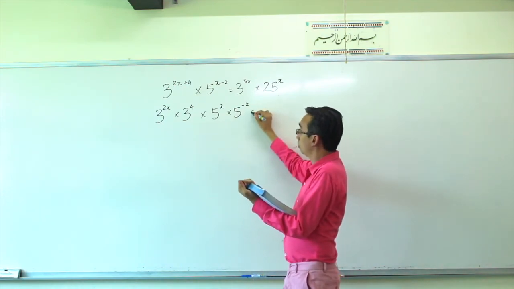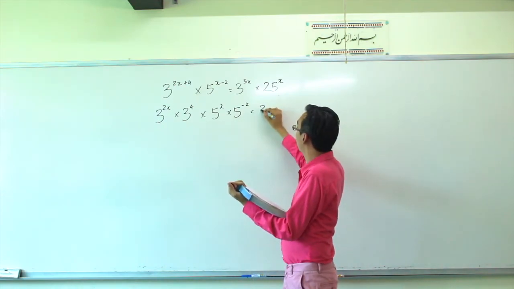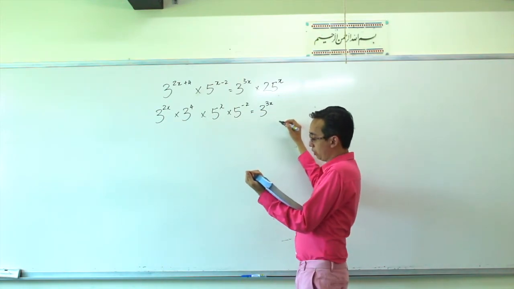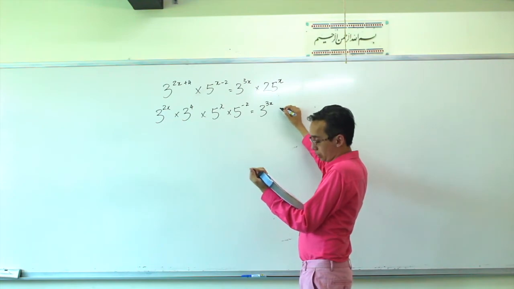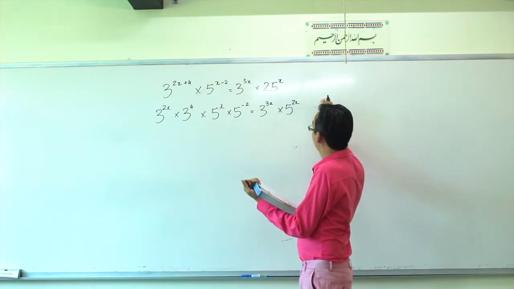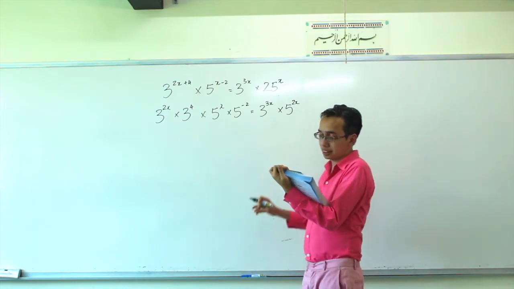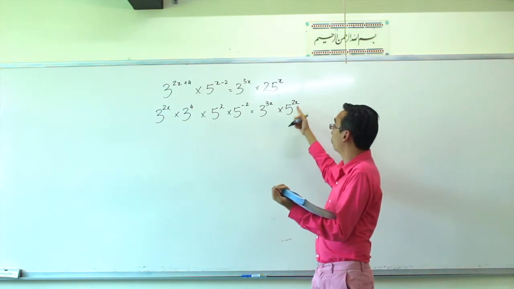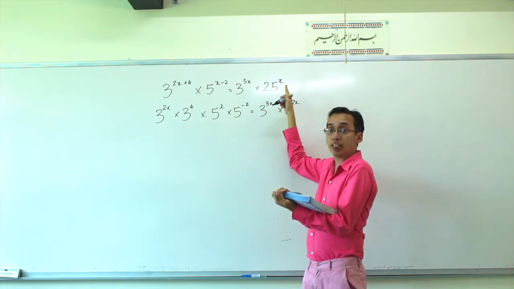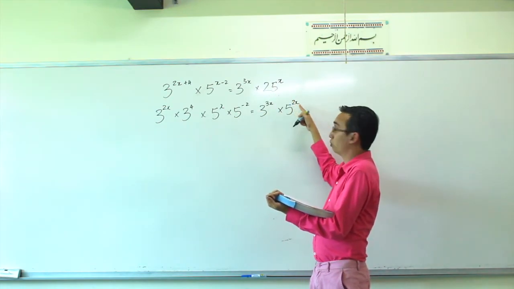Similar for this part. For this one we can't do much, it's just 3 to the power of 3x. For this one, we can actually change it to, maybe I change it straight away, 5 to the power of 2x. In your book, they change it in the next step. How do I get this 5 to the power of 2x? 25 is actually 5 squared, so it's 5 squared to the power of x, so it's 5 to the power of 2x.